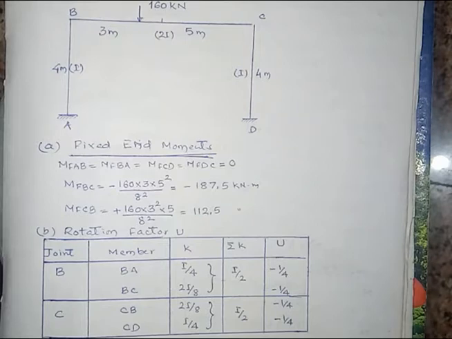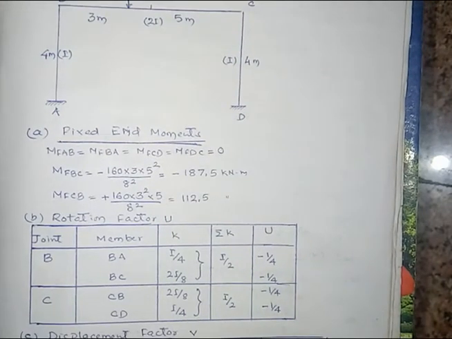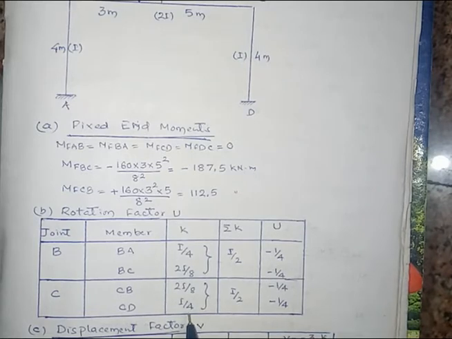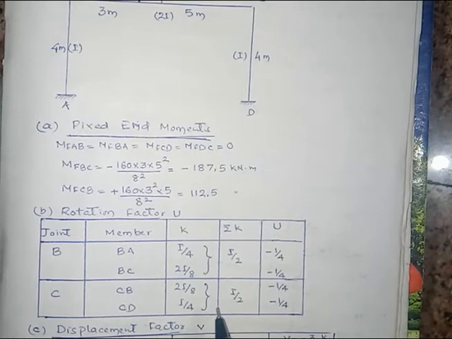Then at joint C, two members are connected. One is CB and another one is CD. With respect to C, B is continuous and D is fixed. Hence K equals I by L for both the members. For CB, moment of inertia is 2I and length is 8 meter. Hence K equals 2I by 8. For CD, length is 4 meter, moment of inertia is I. Therefore, K equals I by 4. Then summation of K, that is KCB plus KCD, that is 2I by 8 plus I by 4, that one is I by 2.